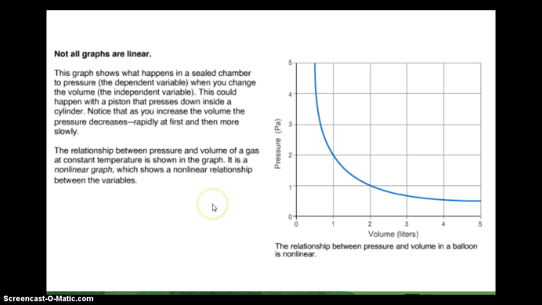The relationship between pressure and volume of a gas at a constant temperature is shown in the graph. It is a nonlinear graph, which shows a nonlinear relationship between the variables.